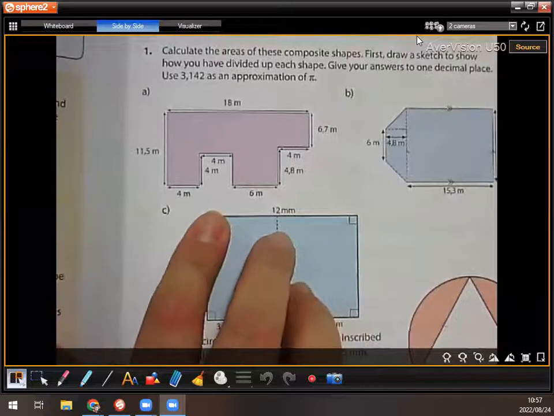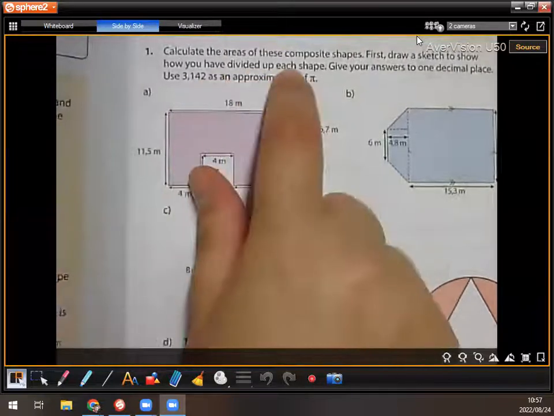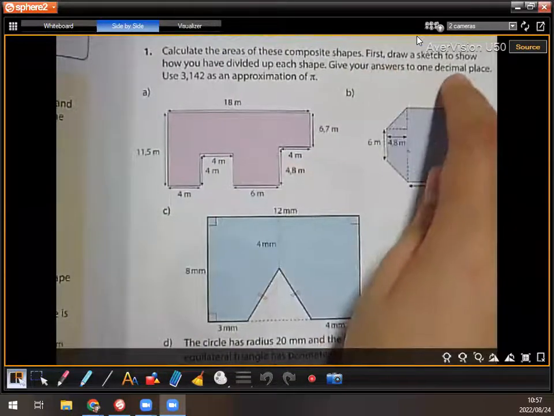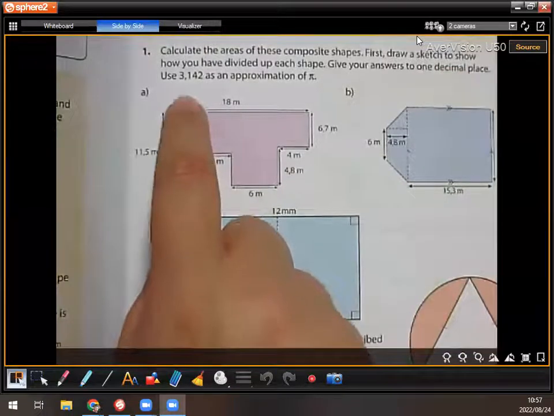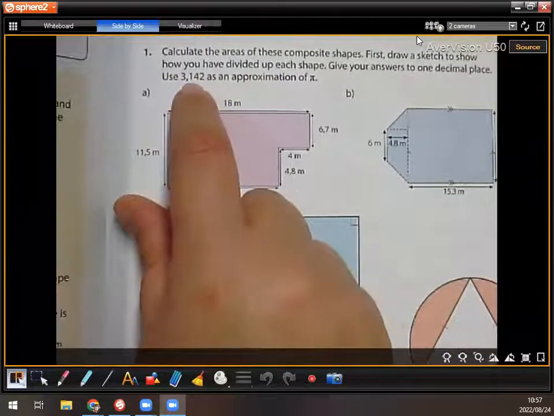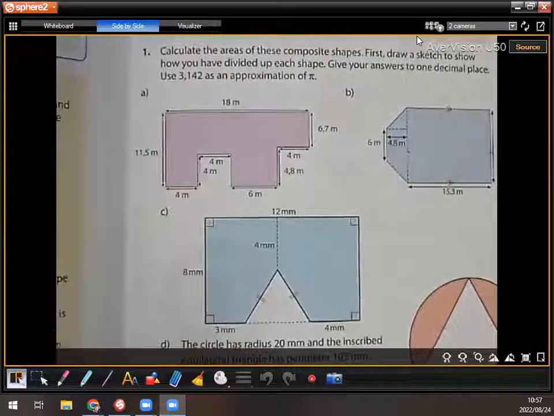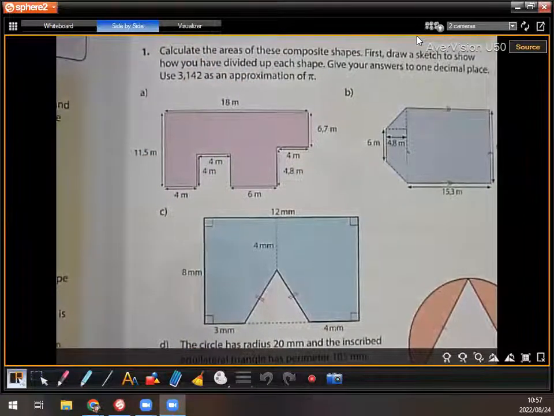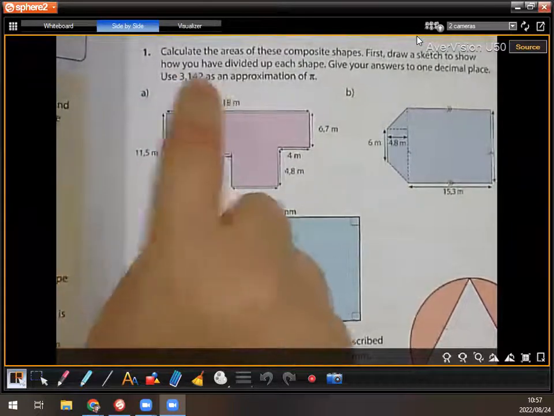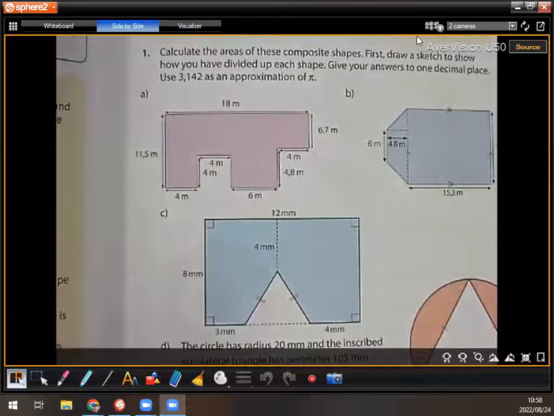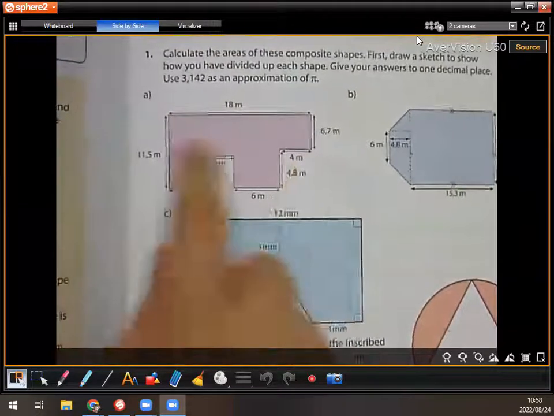Now, they say first draw a sketch to show how you have divided up each shape. I don't know if you guys read that and did that, but I'll just show you on the picture now. Give your answers to one decimal place, right? For some reason, they keep saying to use 3.142 in the textbook, but at Western, we just use the pi button on the calculator. We don't work with 3.142. This is a value of pi, but we just use the actual value on the calculator.